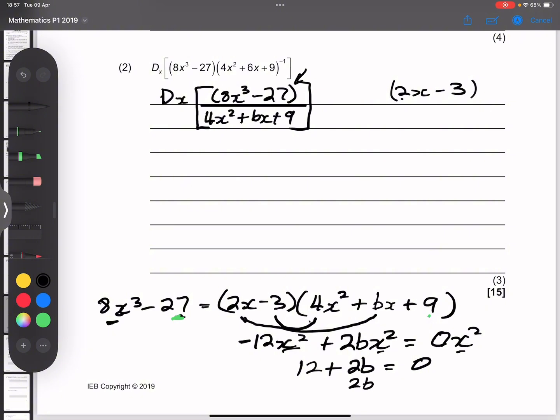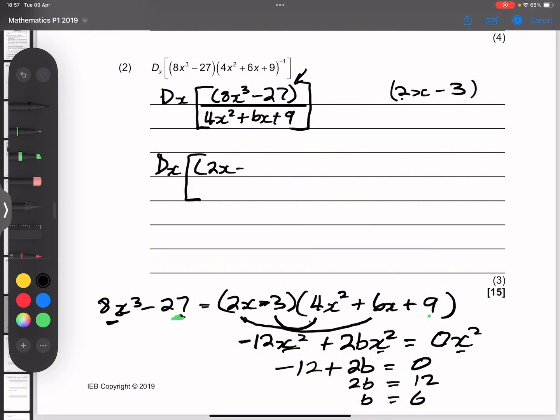This was supposed to be minus 12x squared. So that's negative 3 times 4x squared, right? So that's minus 12 plus 2b. So 2b is equal to 12, and therefore b is equal to 6. So you can see that this will be 6x, right?